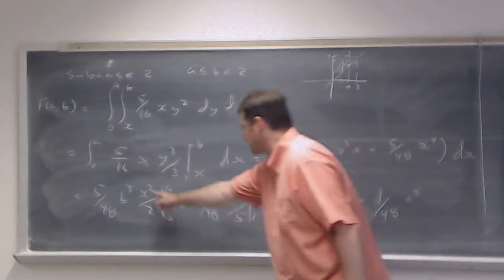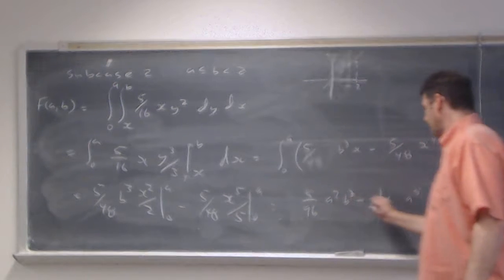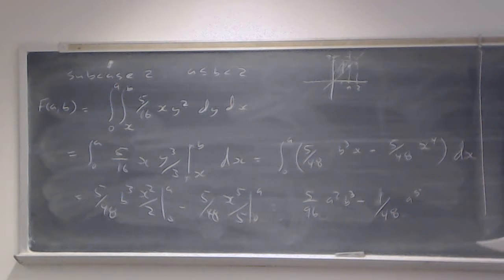Notice when you stick in 0 for x and 0 for x here, you get 0, so there's nothing being subtracted from each one of these terms. Let me make sure I didn't make a mistake. That is correct.